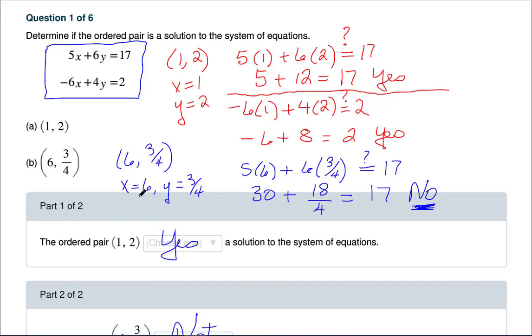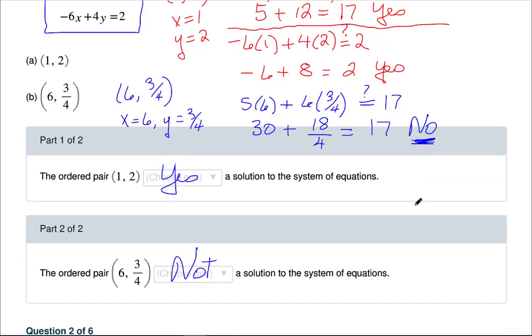What about the second? X is 6, y is 3/4. Well, let's see, that would be 5 times 6 is 30, plus 6 times 3/4, that's 18/4. And the question is, is that 17? Well, I don't have to actually make the calculation because this is 30 plus something. There's no way 30 plus something is going to be back down to 17. So that particular point would not solve the system.